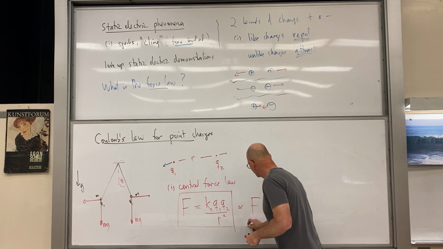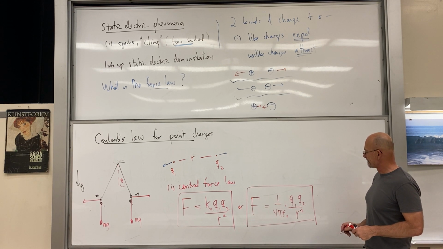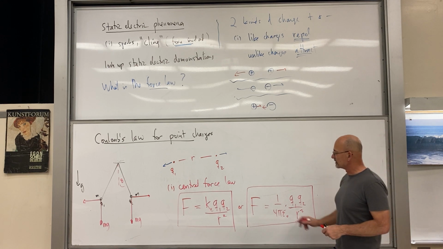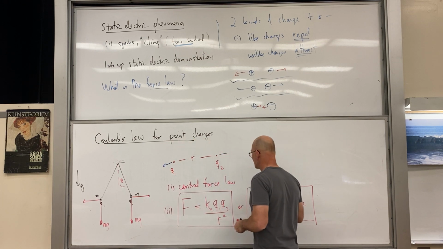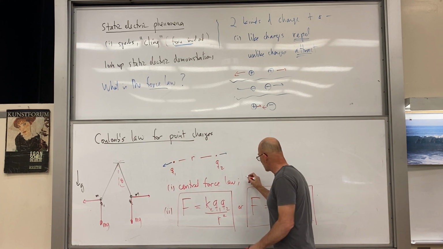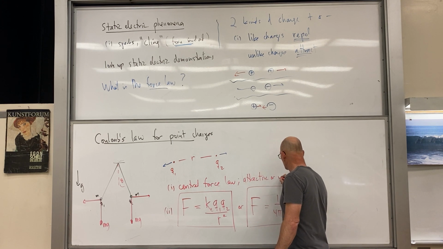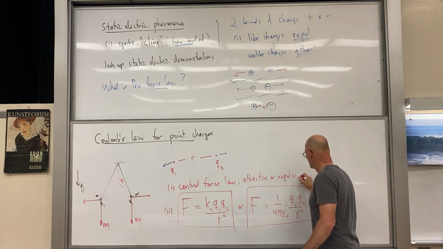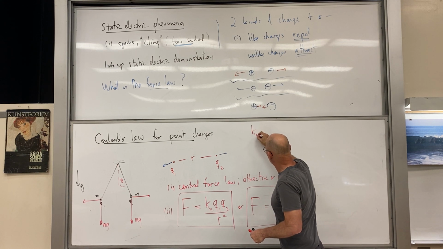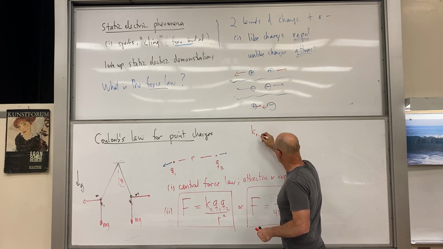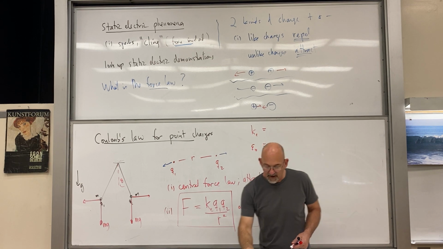So here's where we have to bring some numbers into play finally. Central force law, this is the magnitude. And I'll say central force law, attractive or repulsive. So now we have to know what these constants are here. Ke and epsilon naught. These are just numbers, I have them here somewhere.